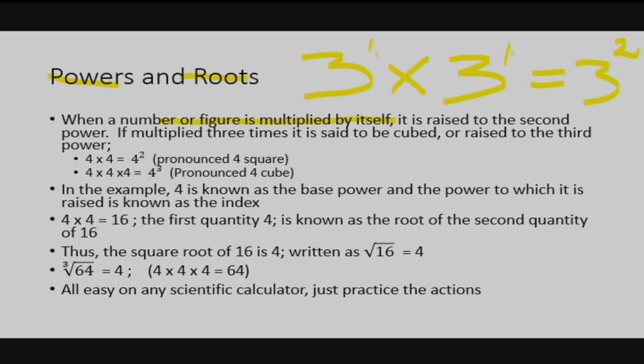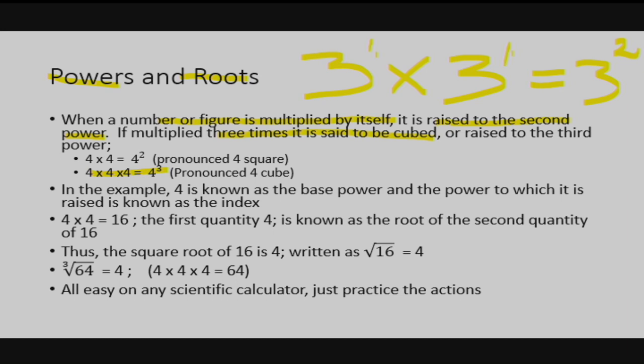Now let's see here. It is raised to the second power. If multiplied 3 times, then it's cubed, or raised to the third power. So have a look here. 4 times 4 is 4 squared. 4 times 4 times 4 is 4 cubed. All right, straightforward stuff.